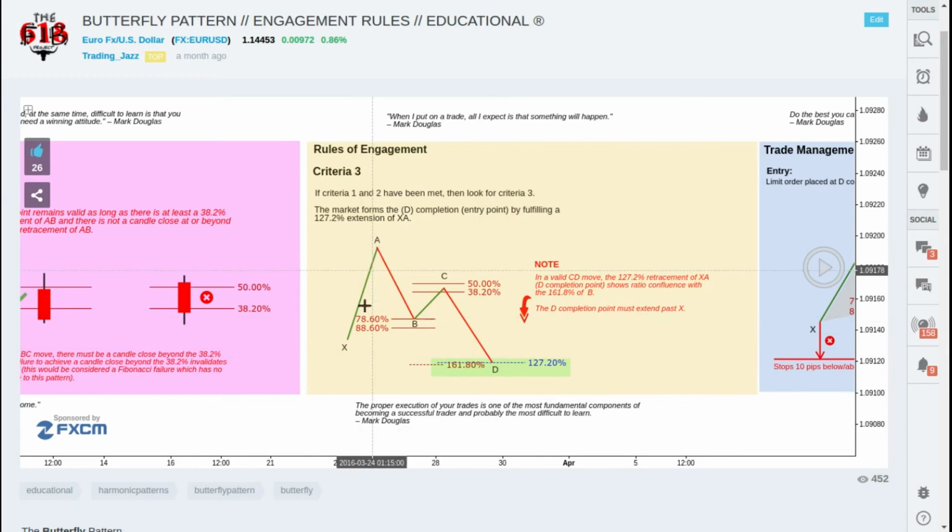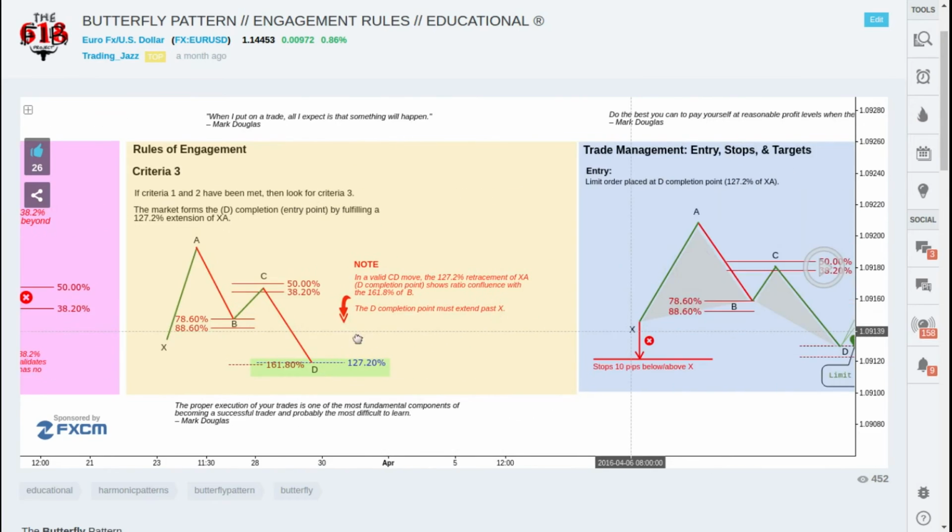Note: in a valid C to D move, the 127.2% retrace of X to A D completion point shows ratio confluence with the 161.8% of A to B. The D completion point must extend past point X.